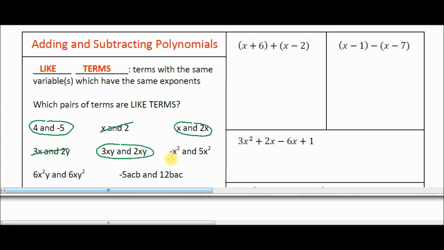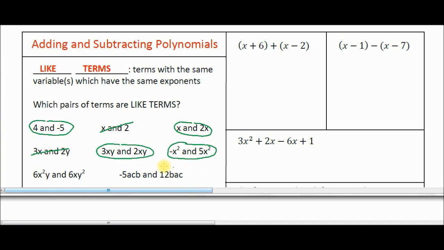So negative 1 is the coefficient. We can forget about that and just look at the variable x squared. Now you can see this has a variable of x to the second power. This has a variable of x to the second power. Definitely these are like terms.